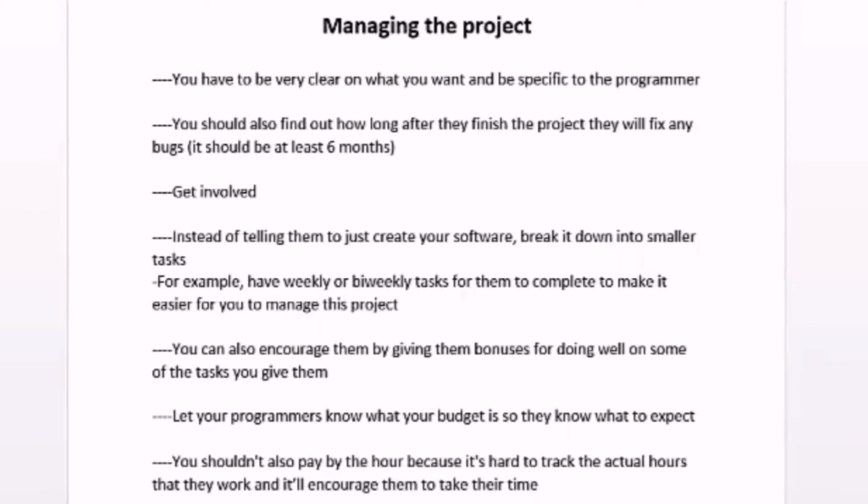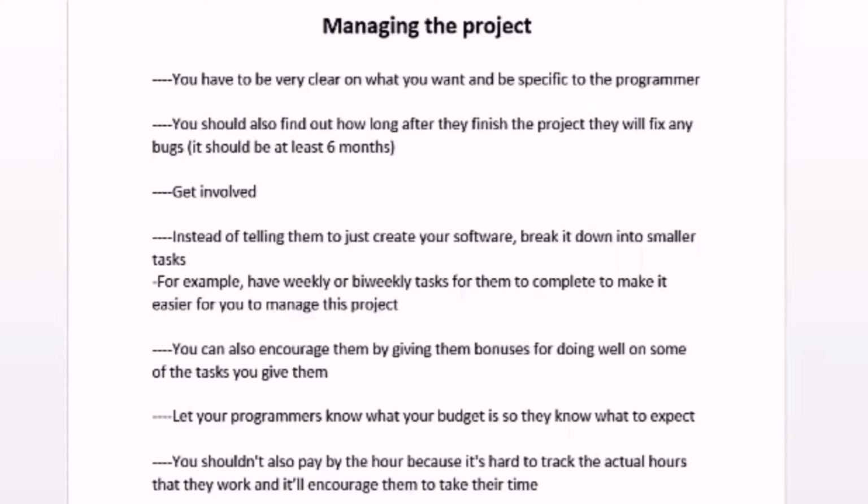When you're working with your programmer, you have to be very clear on what you want and be specific with the details. So make sure you've done your research before you hire someone to start working on your project. You should also find out how long after they finish creating your software they will be able to fix any bugs. In my opinion, it should be at least 6 months after they've completed the software where they could still fix anything that's wrong with your software.